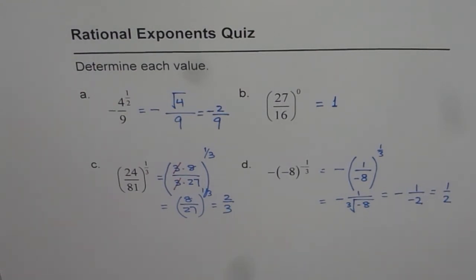I hope with this set of questions your concepts about finding rational exponents are very clear. Now we'll move on to the next set of questions where the answers will not be whole numbers. So you could get radicals as the answer for the exponents.